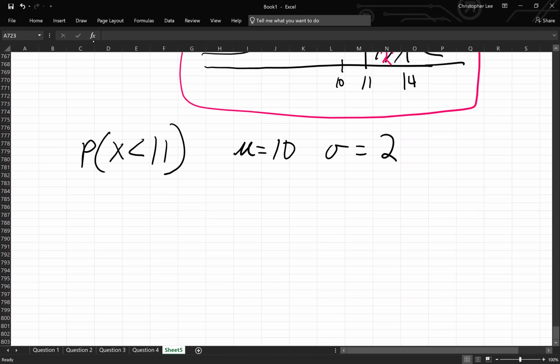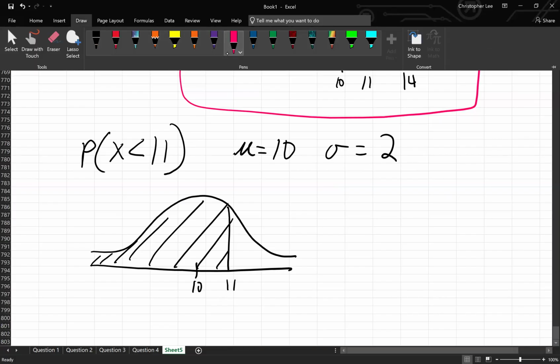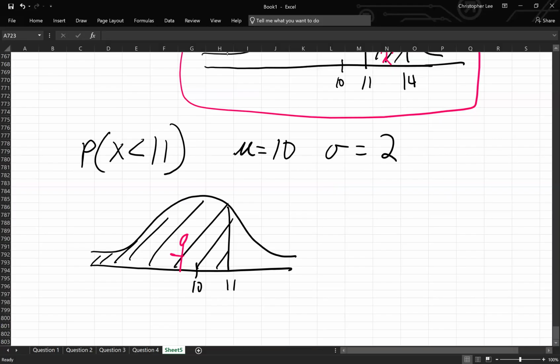So first thing you want to do is draw it out. So give me a distribution. I know that my mean is 10. And I'm over here at 11. And then this is the area that I'm looking for. The area to the left, right? So let's pretend for a second that I'm standing right here.